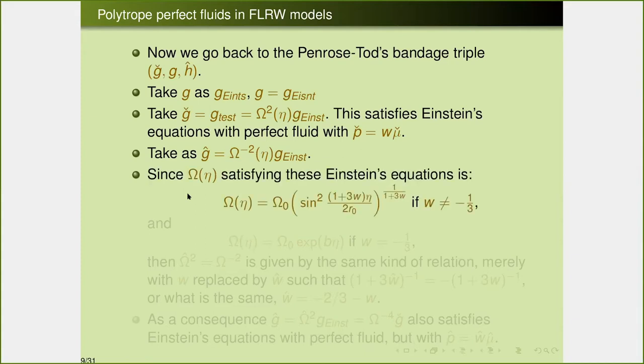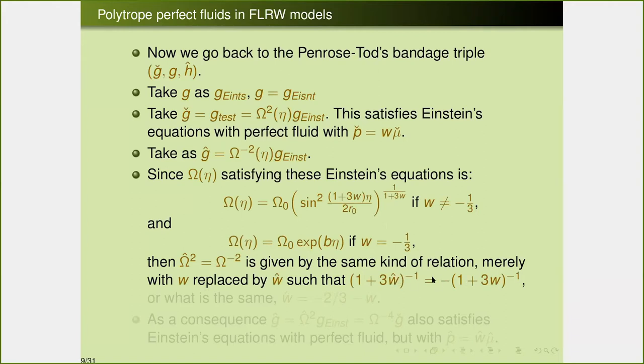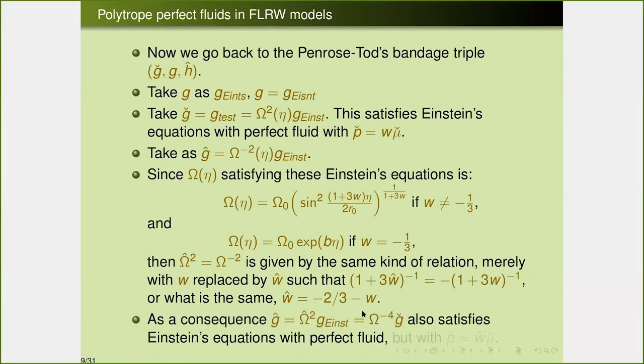And now, of course, I see that because of the form of my omega of eta, it looks like this. So it has this parameter W here, but if I just replace omega by minus one over omega, then this function will be given essentially by the same thing, but what will change is that W will go to W bar, with a minus here. So this will also be a solution to the Einstein equations with a perfect fluid and polytropic equation of state, but now W hat is equal to minus two thirds of W. So as a consequence, this one also satisfies Einstein equations with a perfect fluid, but now with W hat replaced by this W that I had initially, right?